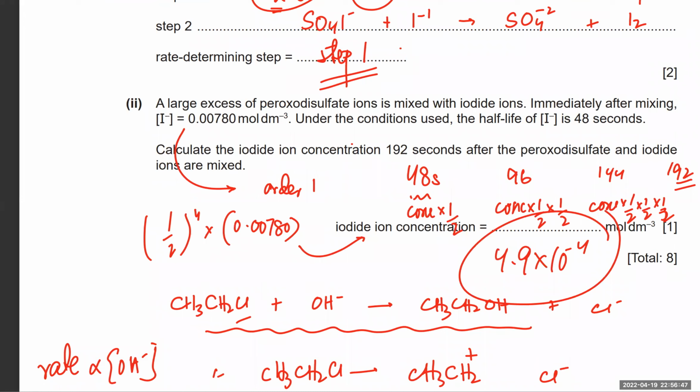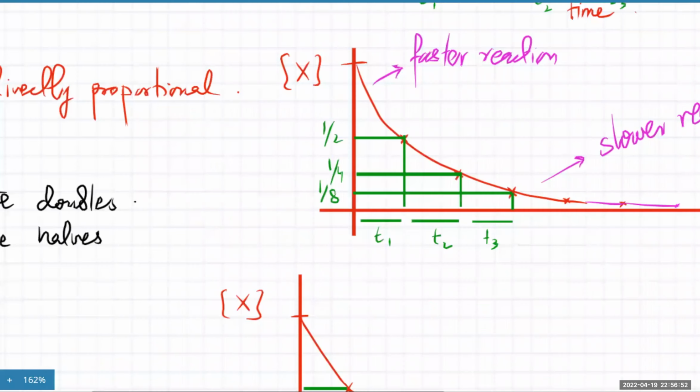Okay, for order 1 it was the same. No, it's constant, the time taken is constant, but it's a curve, right? It's basically exponential. I mean, first time it's getting halved, then it's getting halved again, that's 1/4, then it's getting halved again, that's 1/8. If you halve it again, that's 1/16. Okay, so it's going to be 1/16.